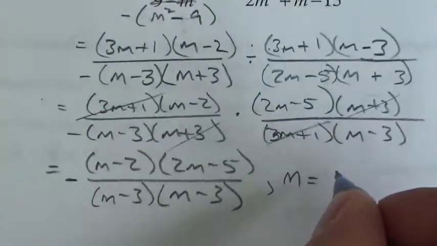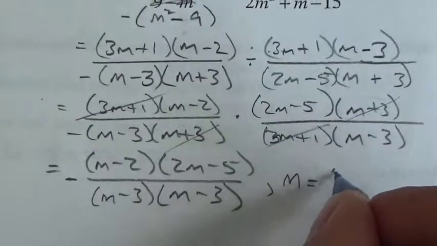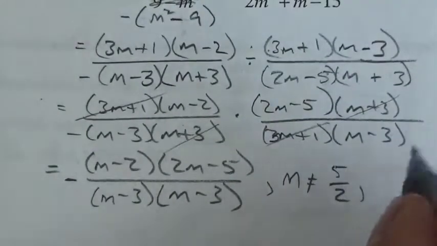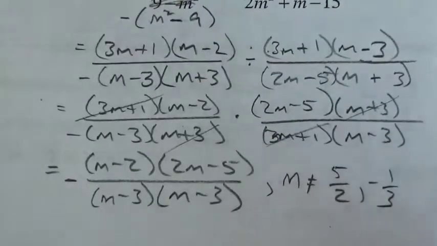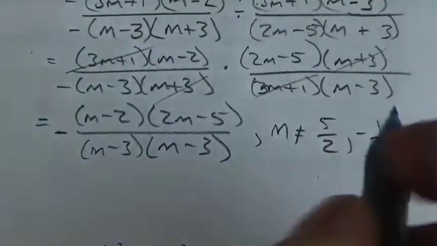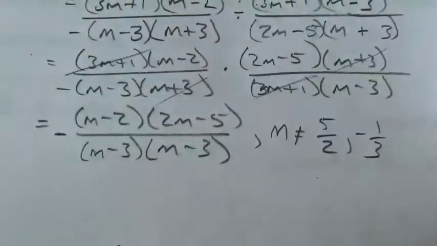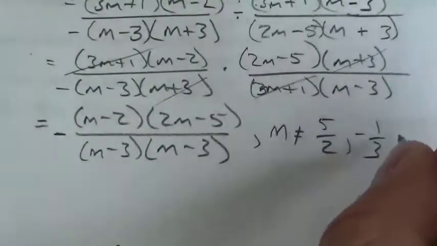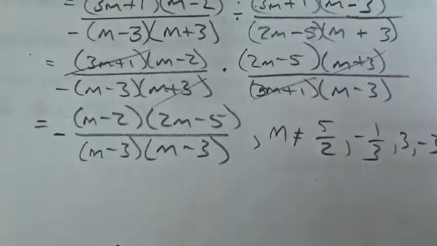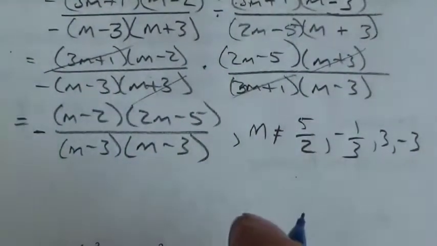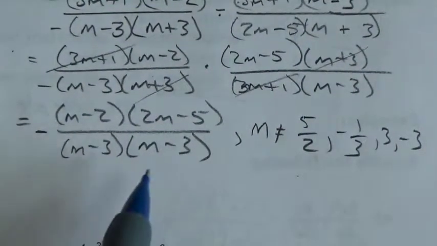Here, I have to state my non-permissibles. I very specifically have to state that m cannot equal 5 halves and negative 1/3. I have to state those ones because they no longer exist as non-permissibles here. But I should also indicate the 3 and the negative 3, really just to get that mark there. Now, this does put us in a weird position.